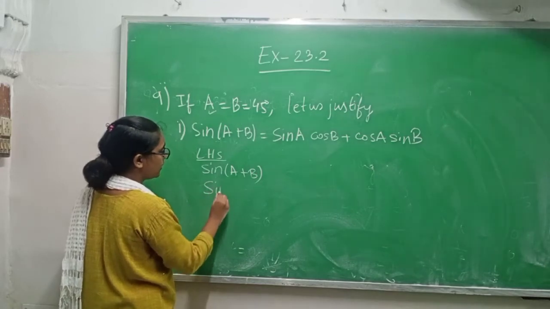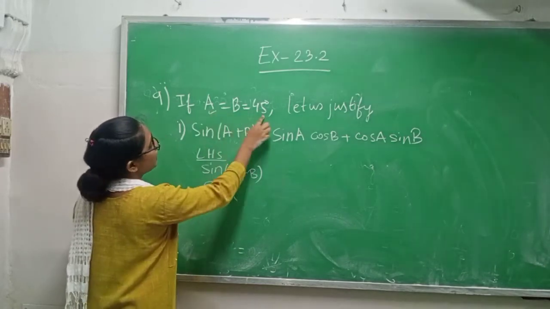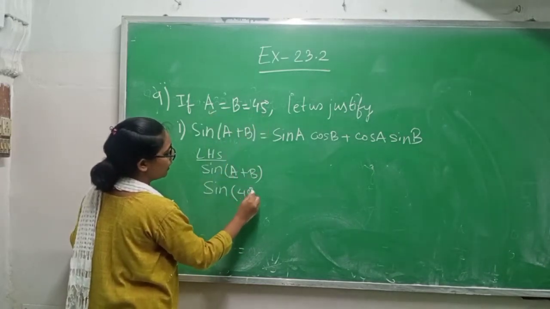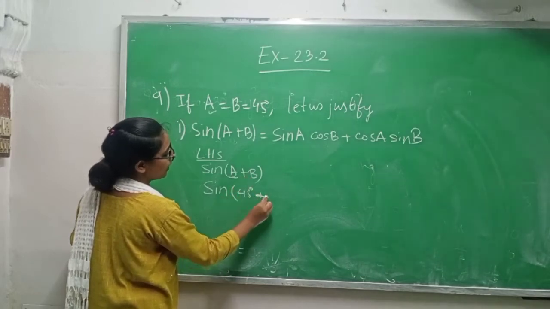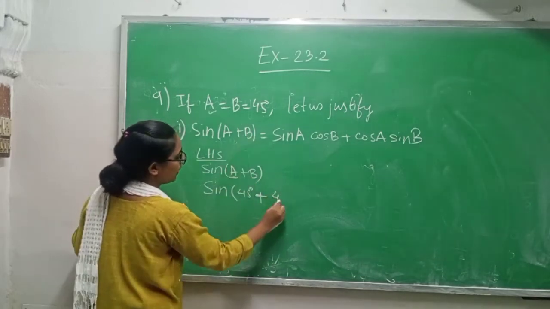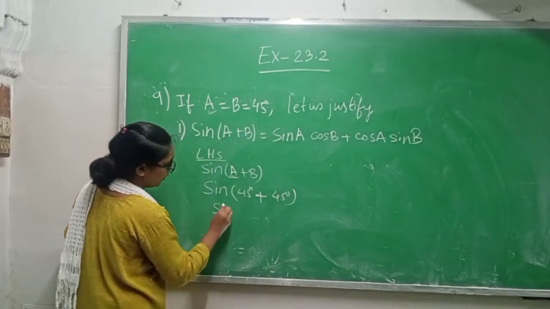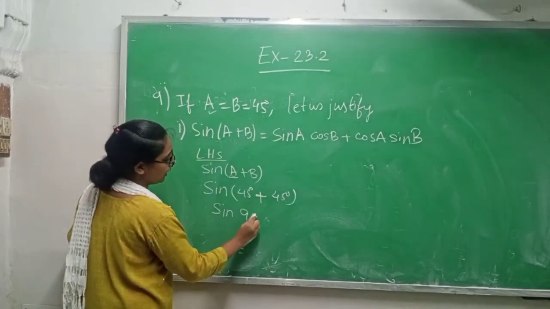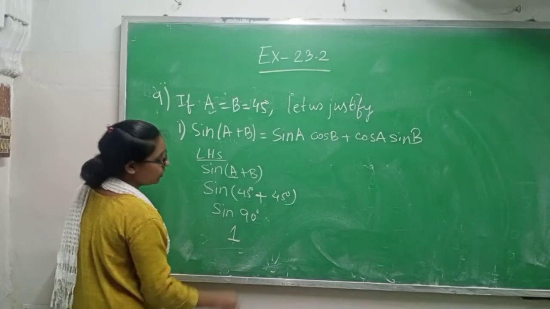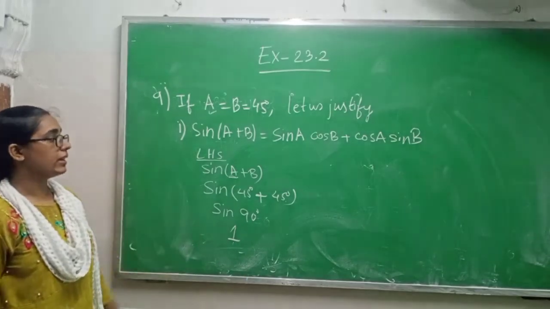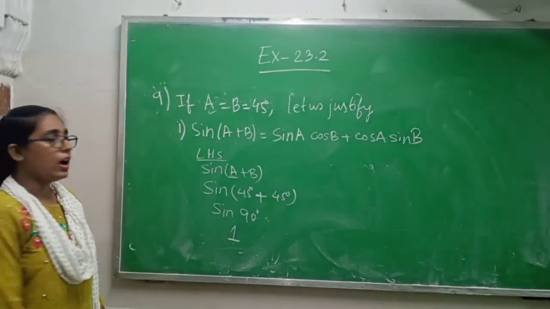So you will write sin, and A value is 45 degree, write 45 degree. Then again plus sign. B value is again 45 degree. So sin(45 plus 45), 90 degree, and sin 90 degree value is 1. So in LHS you are getting 1. Same you will do in RHS also.